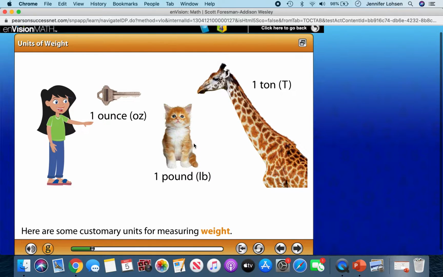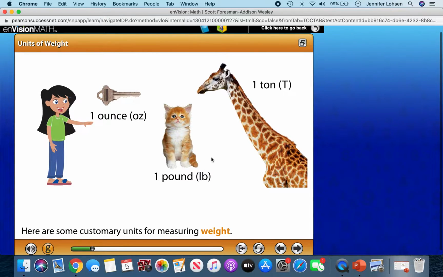For a pound, they are showing you a very small kitten. Now, for reference, when I first brought home Winston, he was 4 pounds and he was really, really tiny. So I want you guys to kind of think about that as an estimate for about what a pound would weigh, a small kitten.